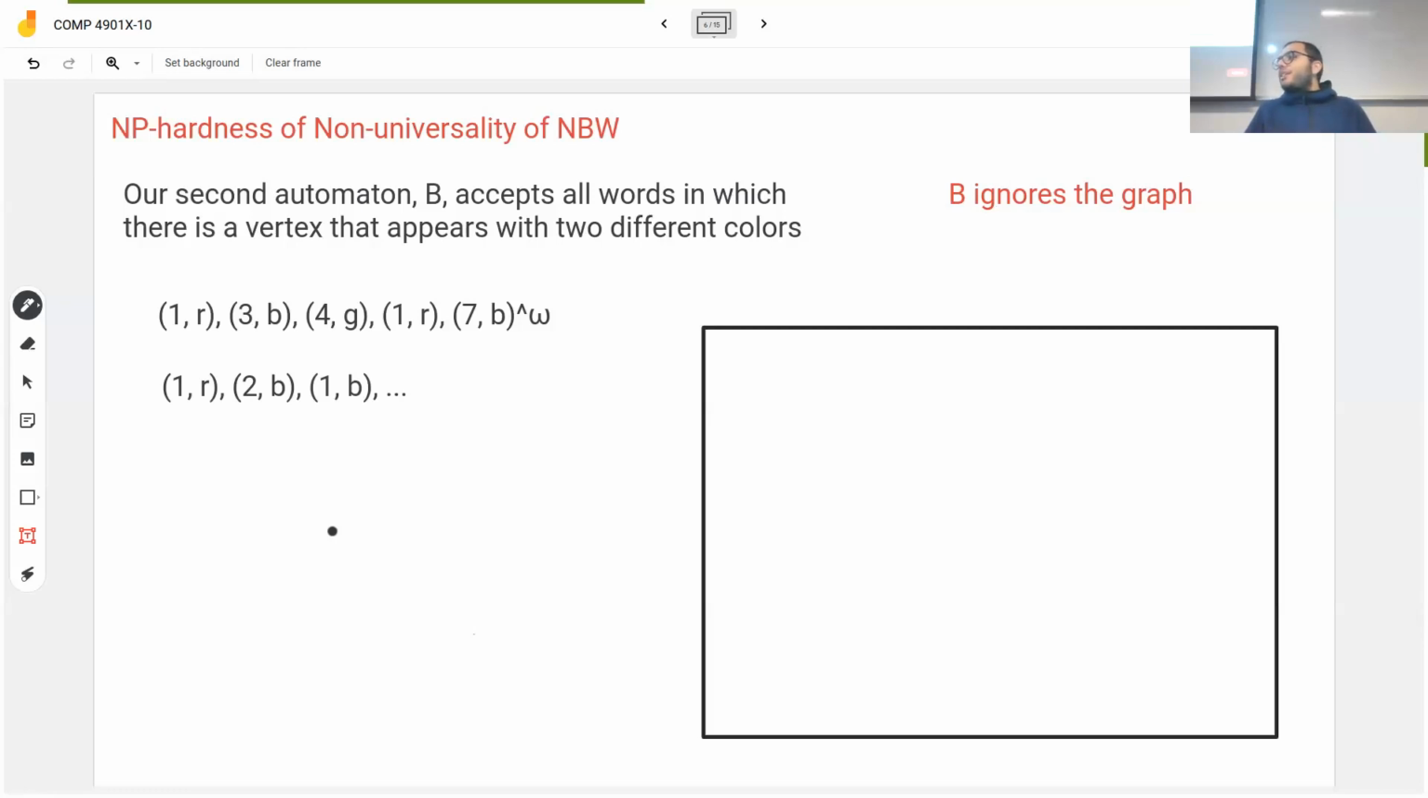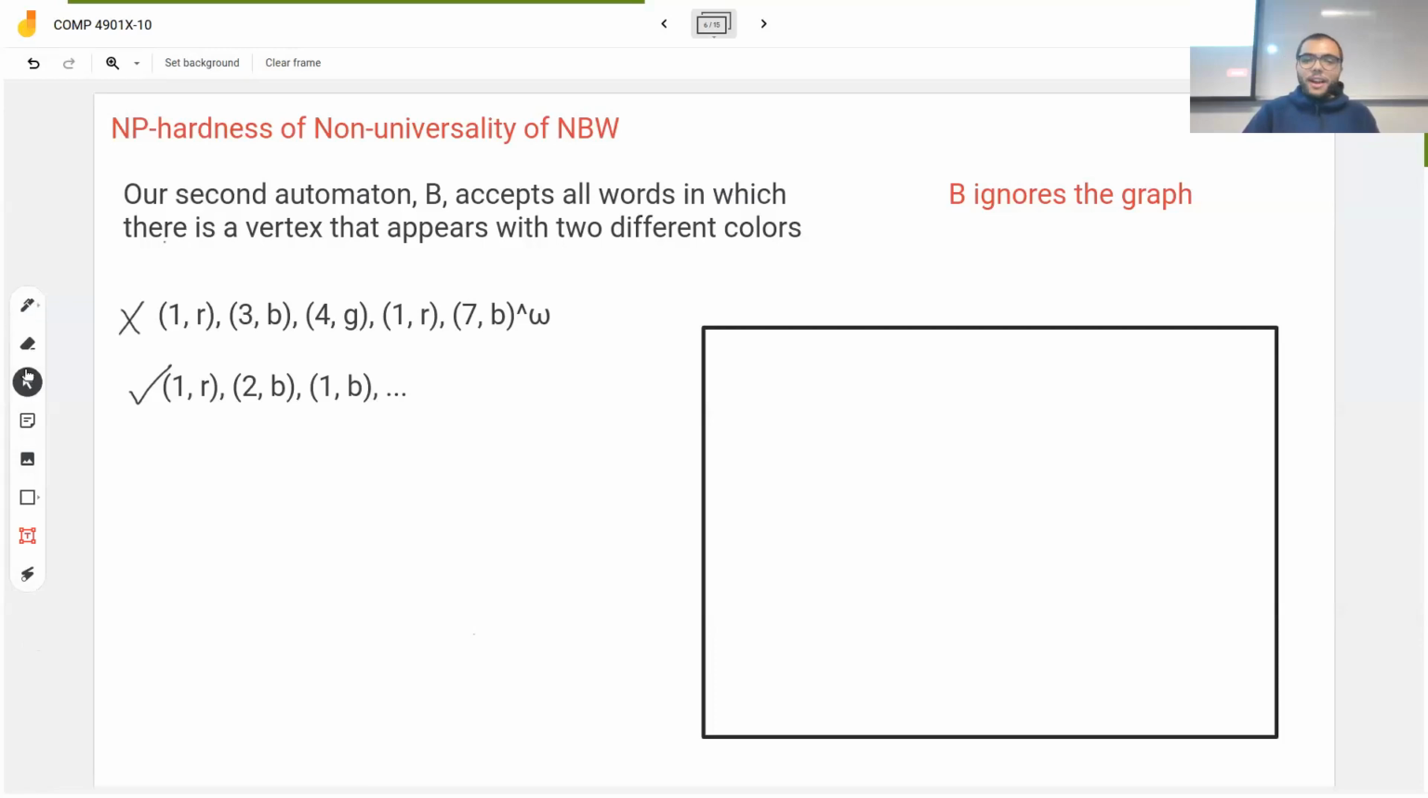Because ideally, I don't want the color of a vertex to change. So I say, if you give me a sequence, and in this sequence, the color of a vertex does change, that's terrible. And again, remember, my automata are going to accept everything that is terrible. So B is going to accept it. So for example, here I have a sequence 1R, 3B, 4G, 1R, 7B. Okay. In this sequence, 1 is always appearing with the color red, 3 is always blue, 4 is always green, 7 is always blue. So this is rejected by B. Whereas in this one, 1 is red here, and then 1 is blue here. So this is accepted by B.